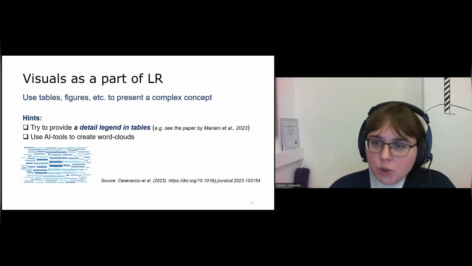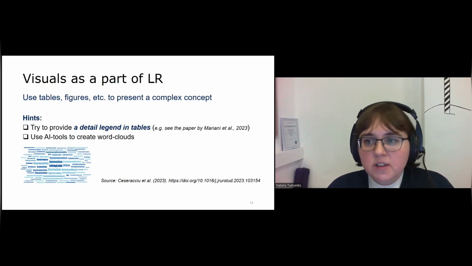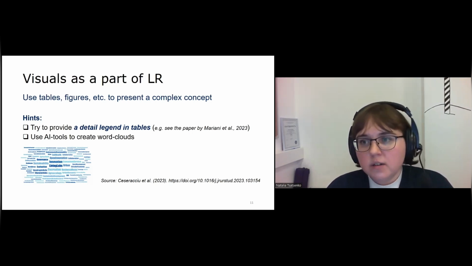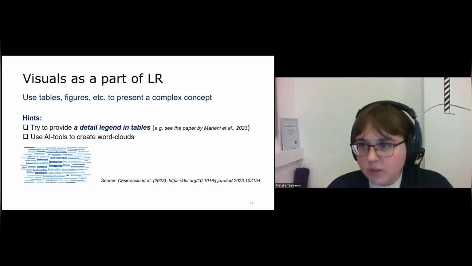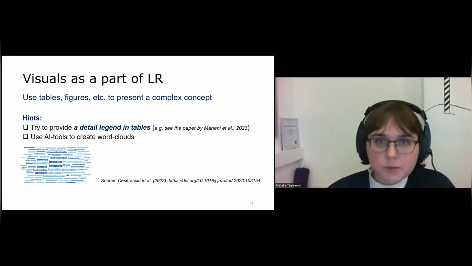I provide you the citation of a paper. It's a paper about artificial intelligence. Maybe I don't talk about the meaning of this paper, but it is a very good example of how the writers, a group of researchers, managed the literature review and the way they put the information in tables. All the references you can find at the end of the slides later. And one of the modern trends is using AI tools, for example, to create word clouds. So it is also good to know the modern features.